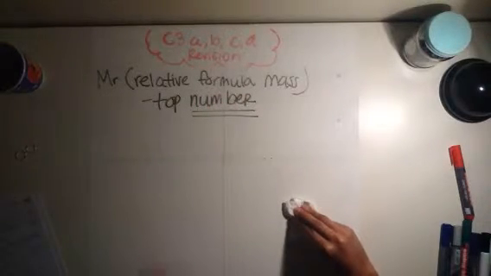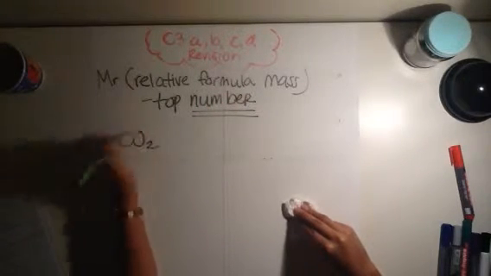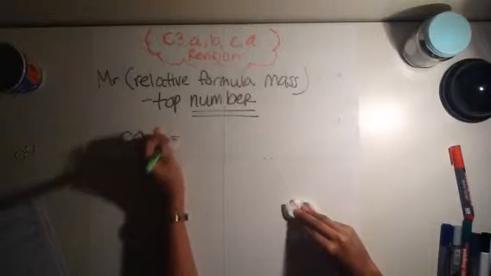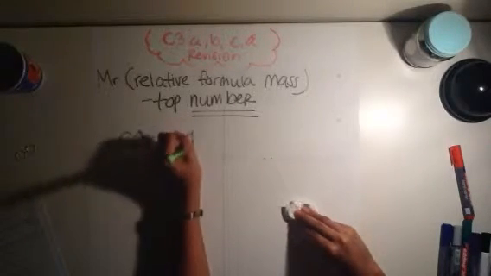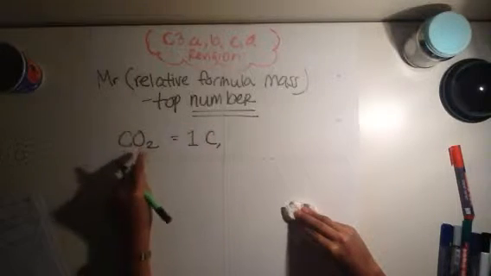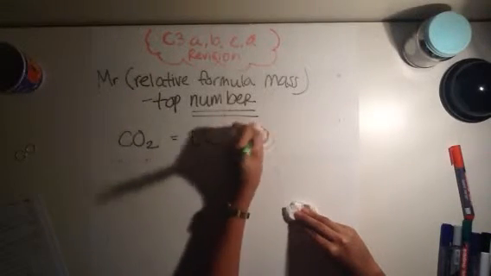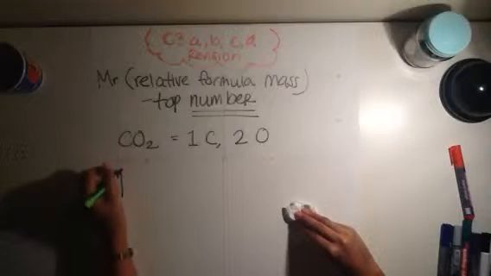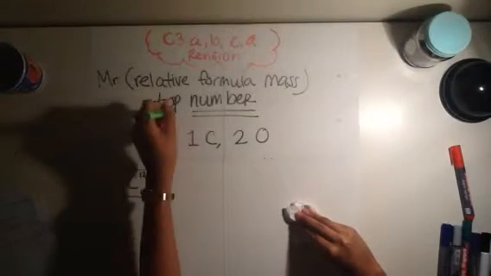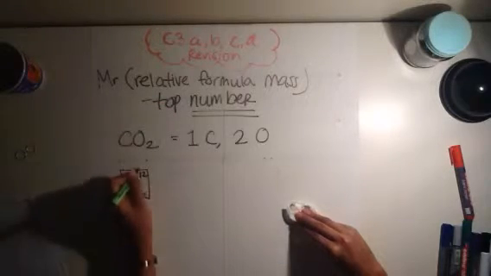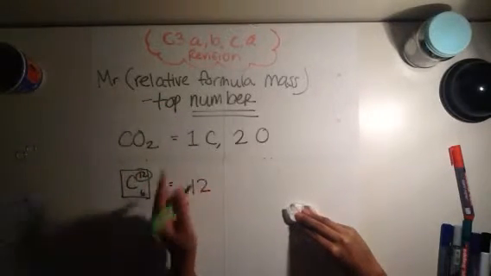Okay, the second one I want to do is something you've all seen, carbon dioxide. Now, before you do that, you have to tell me how many there are of each. So carbon, there's no number in front, so that means you've got 1 carbon, and you've got O2, so that means you have 2 oxygens. Now, if you look at carbon on your periodic table, you've got 12 and 6. Remember, it's always the top number. So for carbon, that's going to be 12, and there's only 1.